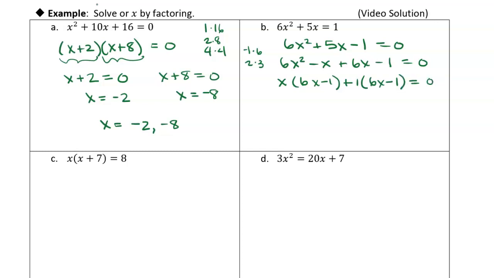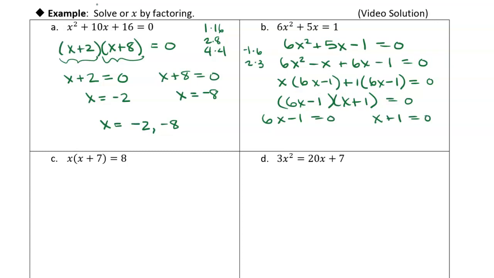Now I can factor out the 6x minus 1, put parentheses around it, and then x plus 1 times x plus 1 equals 0. All right, so I have it factored, and now I just have to find the values of x that make either one of those factors equal to 0. So I want either 6x minus 1 to be equal to 0, or I want x plus 1 to be equal to 0.